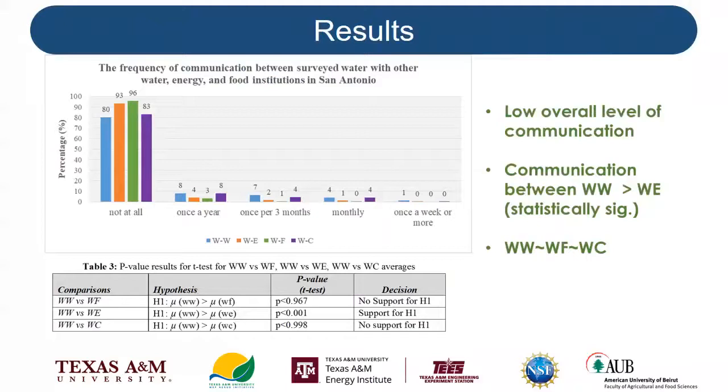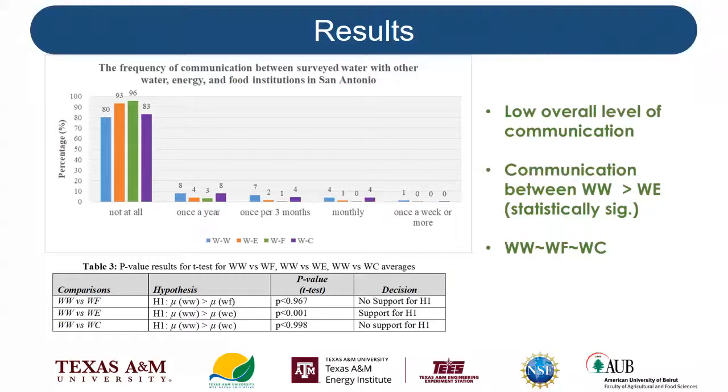And one thing that we learned is that we have a low level of communication overall between water, energy, and food stakeholders in the region. Most of those who responded to the survey marked no communication at all for most of the institutions. So we can see here that for more than 80 to 90% of the questions that we asked about that frequency of communication, the answer showed that there is no communication at all.